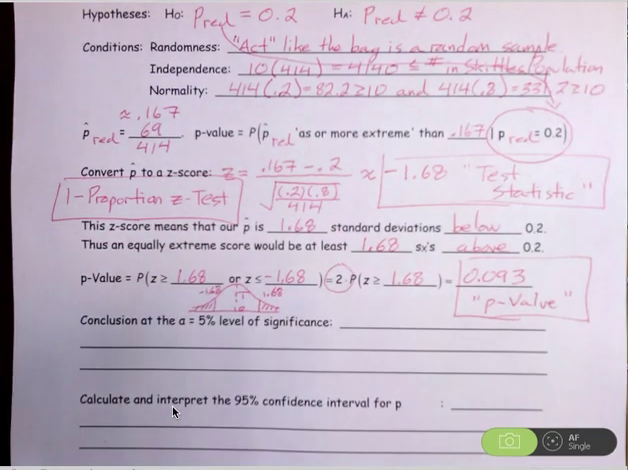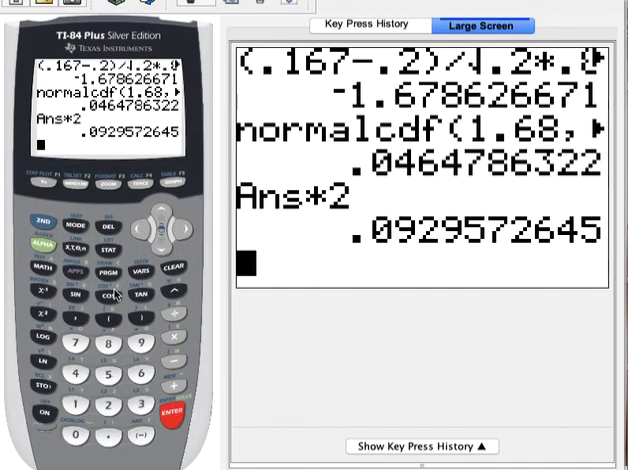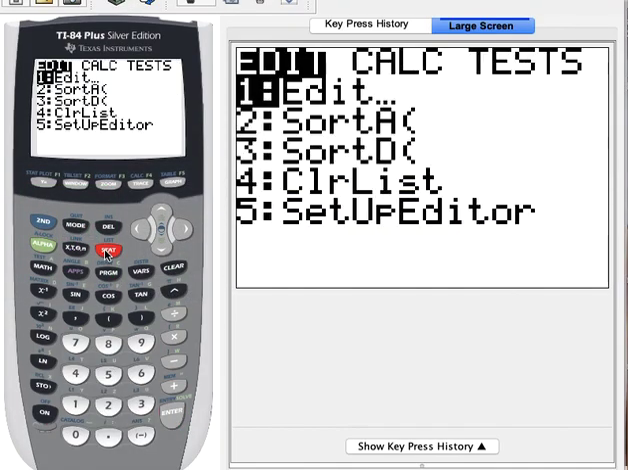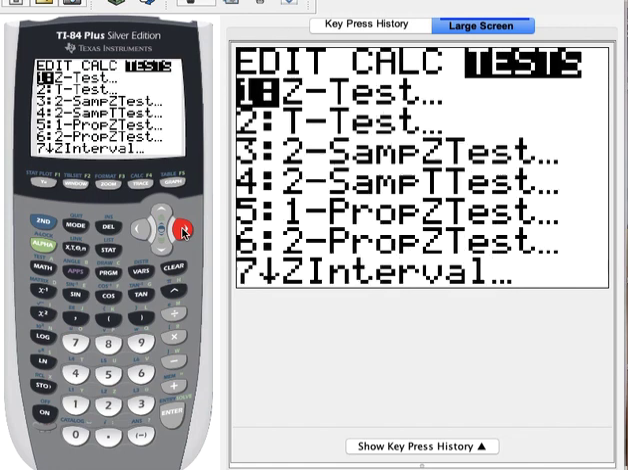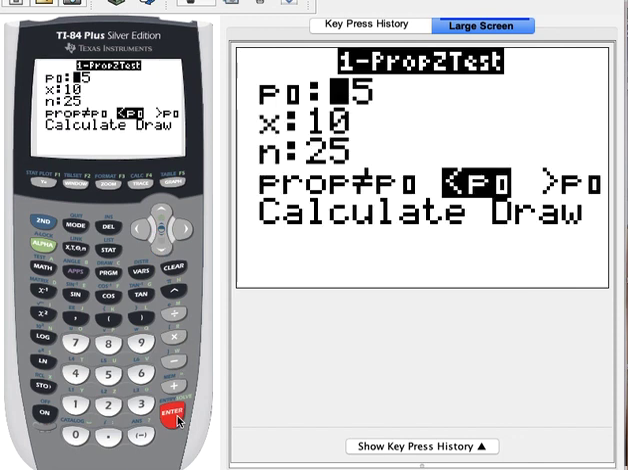So let's use that calculator command to confirm all of the work that we've done. So if you press the stat button, and you go to tests, and you go down to 1 proportion z-test, we need to enter then the null hypothesis value. That's why there's a little sub-zero here. Our null hypothesis value is 0.2.